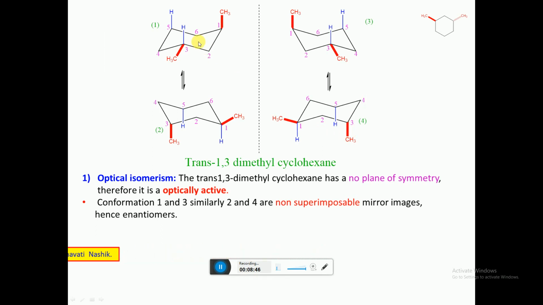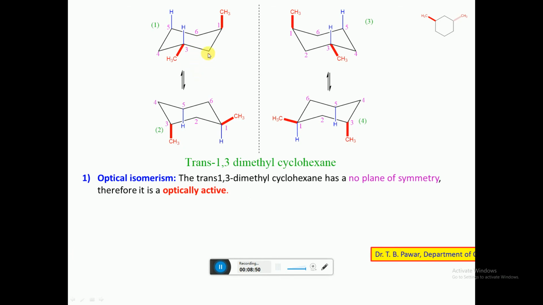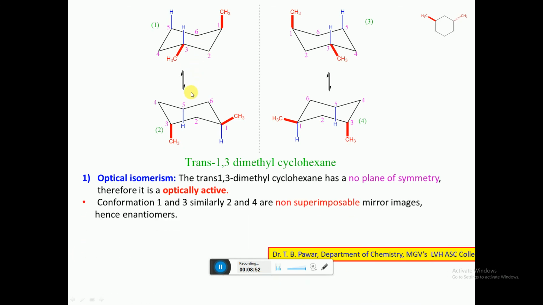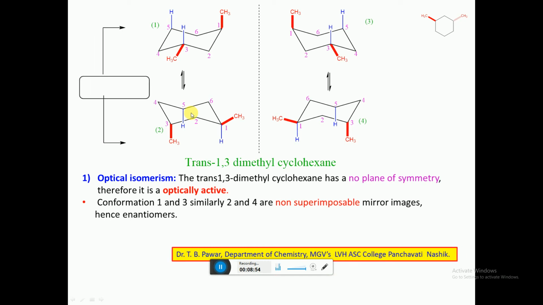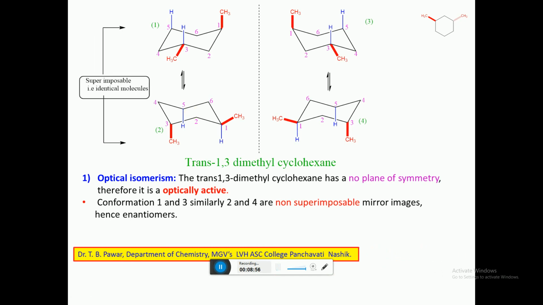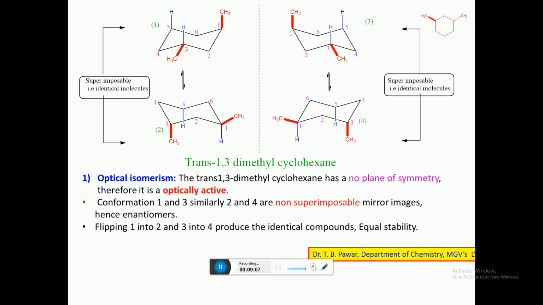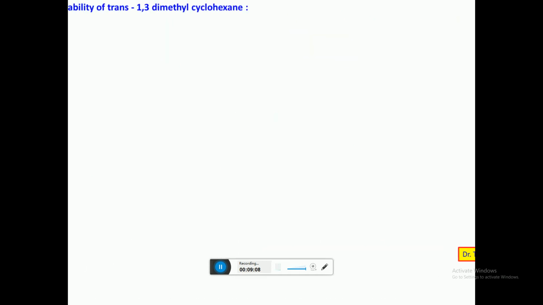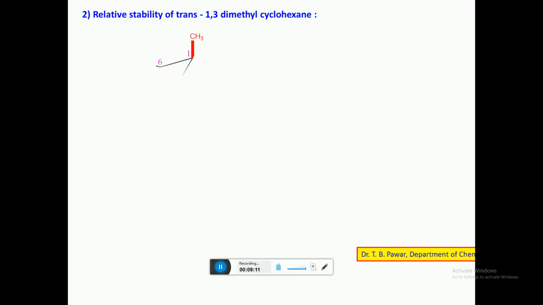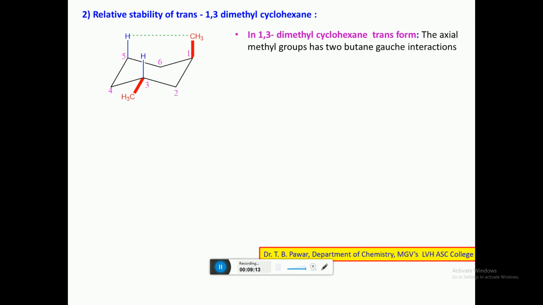Now when structure 1 flips into structure 2, both are identical. They are superimposable, that is, they are identical. Similarly, structure 3 and structure 4 are identical, and hence they have equal stability. Now, the relative stability of trans 1,3 dimethyl cyclohexane.